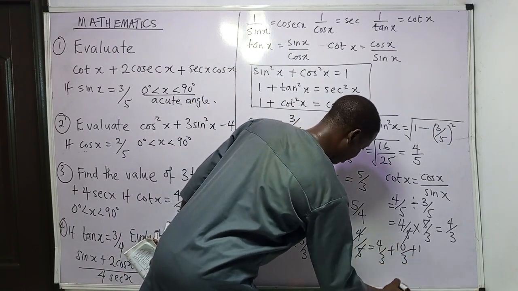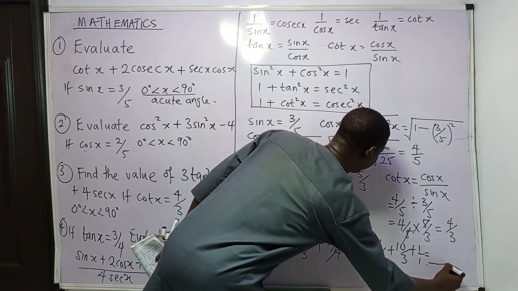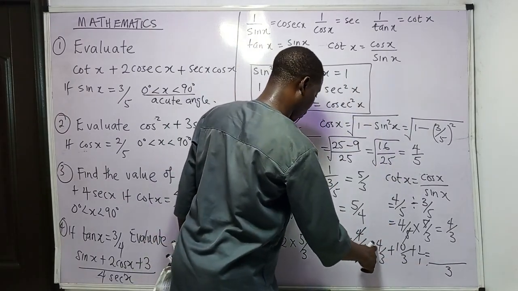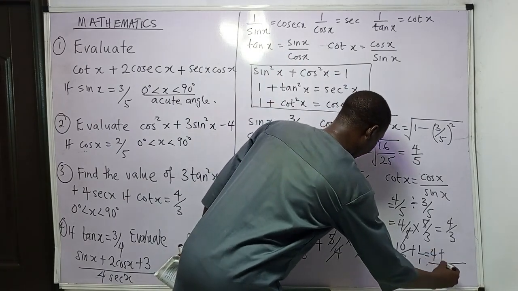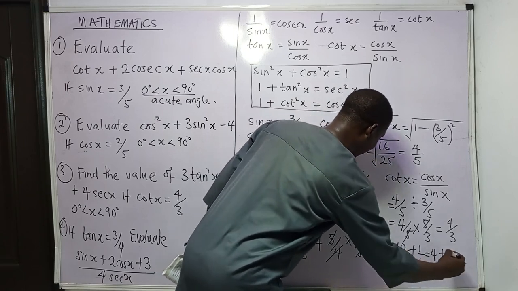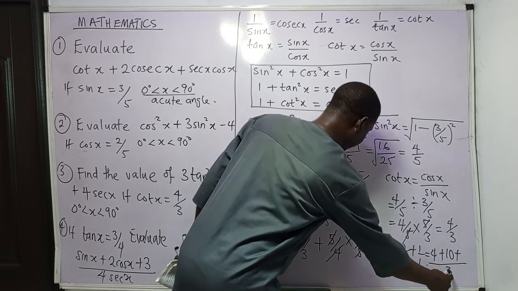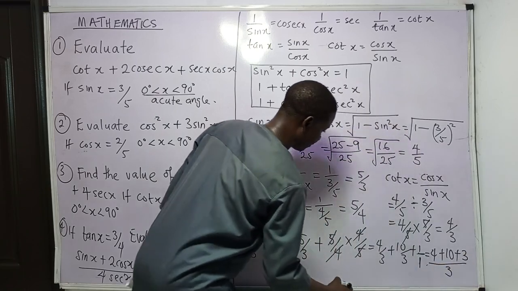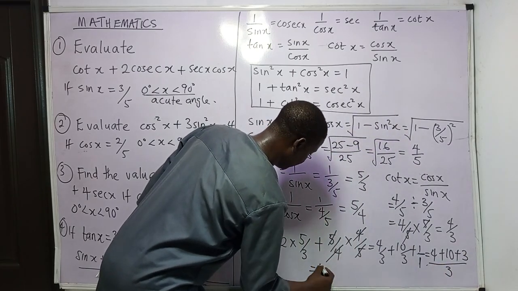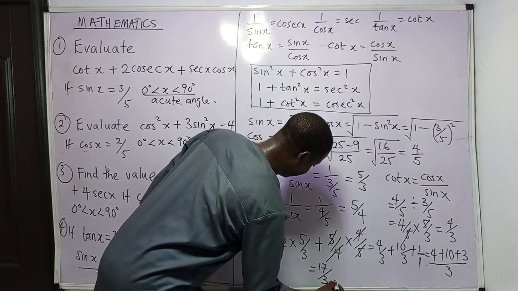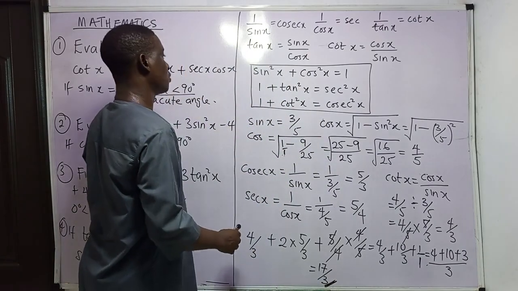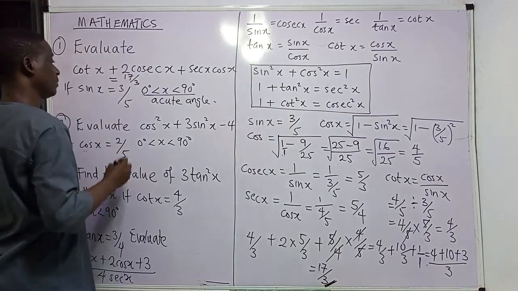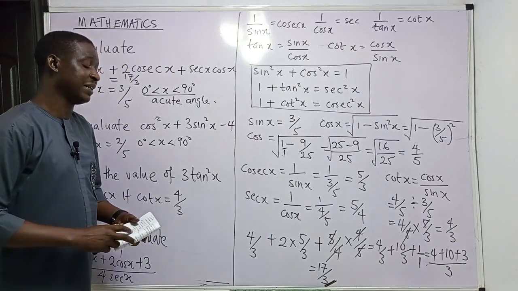10/3 plus 1. So what is the LCM? The LCM is 3. So 3 divided by 3 is 1. 1 times 4 is 4. Plus 3 divided by 3 is 1. 1 times 10 is 10. Plus 3 divided by 1 is 3, times 1 is 3. So our answer will now be what? 17/3 as our answer. So this question particularly, the answer is 17/3. So that will give us our final answer.